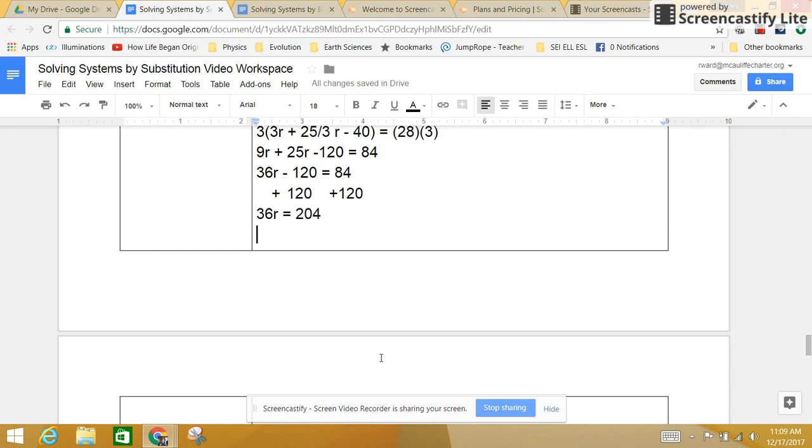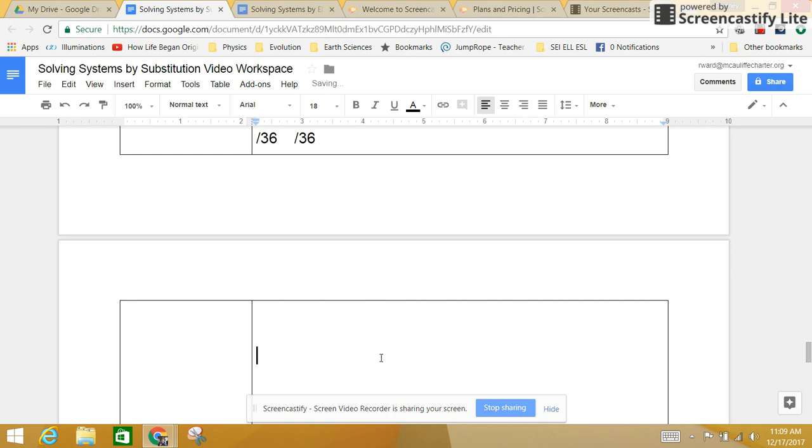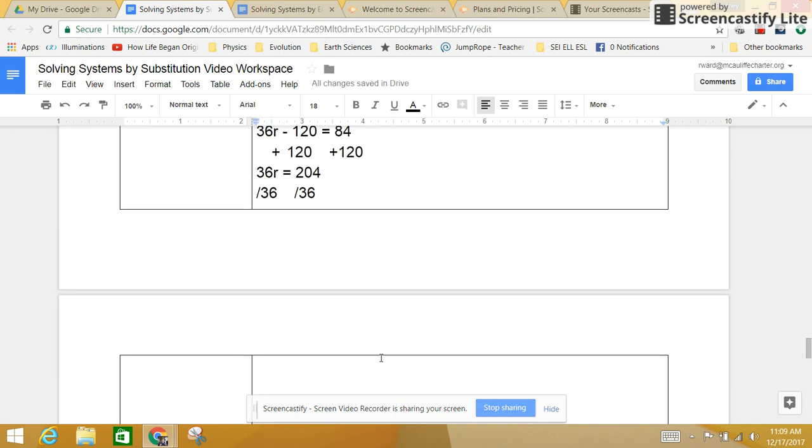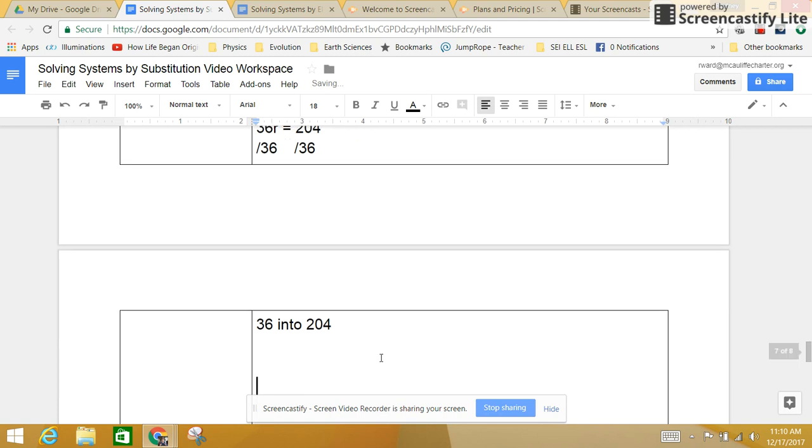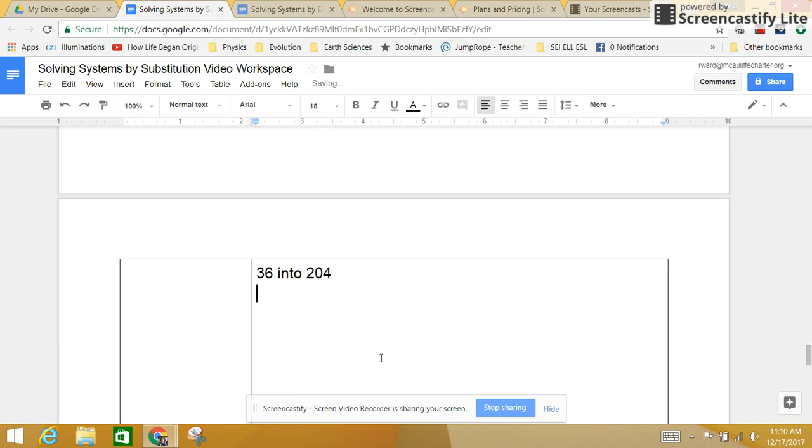All right, so I'm going to divide both sides by 36 to get rid of times 36. Divide by 36. All right, that's going to take a little bit more work. I'm going to go into the next page a little bit. So I need to divide 204 by 36. So 36 into 204. Working in a Word document doesn't lend itself very well to writing that division.